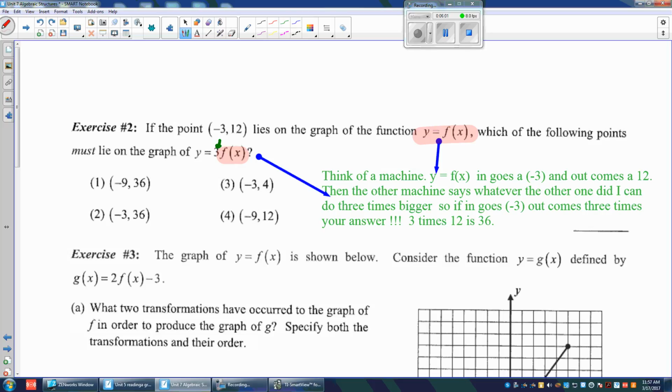Okay, so that's the original function machine. Now, another machine. The other machine says, whatever you do, I can do 3 times bigger, 3 times larger. So if in goes a negative 3, out comes 3 times your answer. 3 times 12 is 36. So the negative 3 stays the same, and out comes a 36.